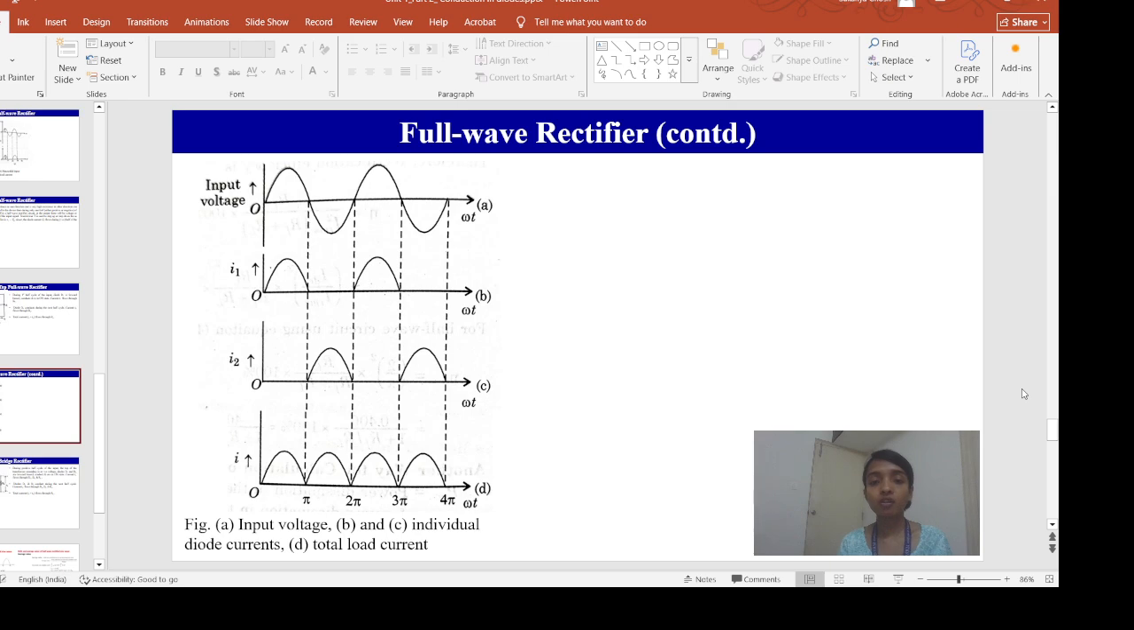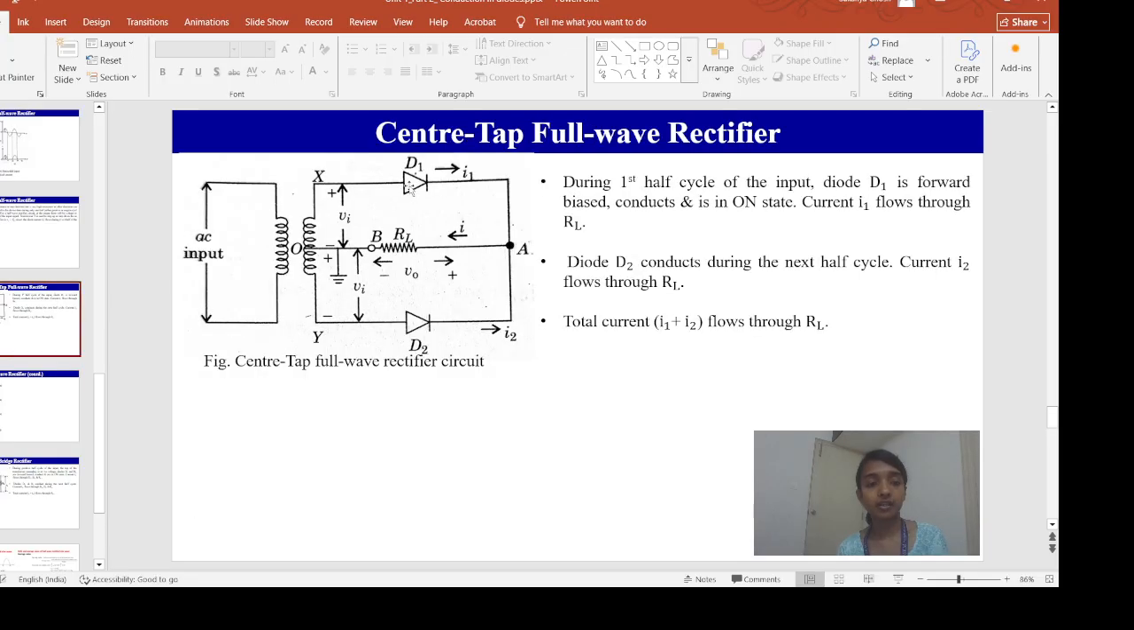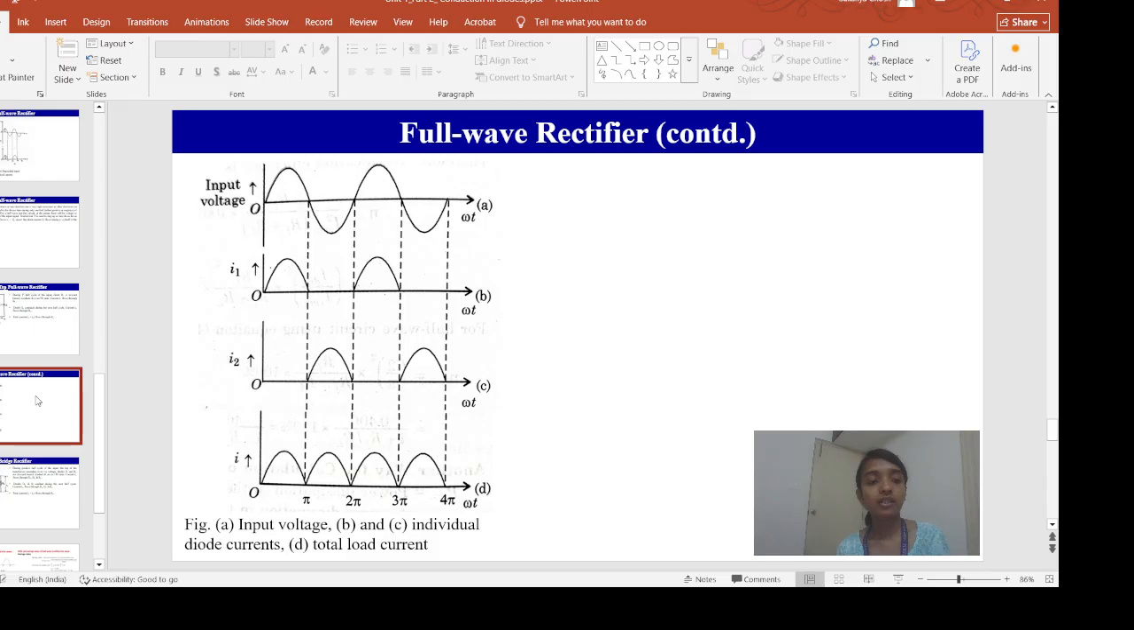Now if we plot this situation in the waveform, this is my AC input voltage that I am applying to the primary of the transformer. Now we are measuring the output in terms of the current that is flowing through the load resistance RL. So this I1 current I am getting during the positive half cycle of the input signal when this D1 diode is conducting.